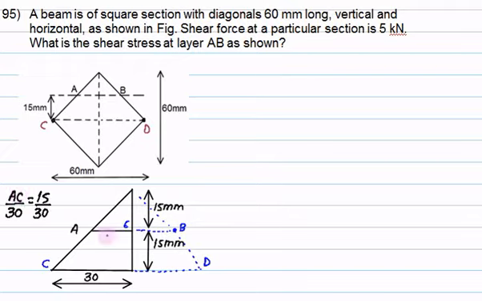So from symmetry of the triangle, we can write AC divided by 30, that is this length divided by this length, upon this height divided by total height. So AC comes out to be 15. If AC is 15, then the value of AB will be equal to 30.